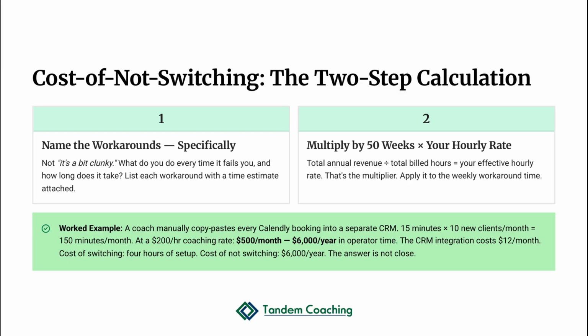Example. A coach using Calendly who manually copy-pastes every new booking confirmation into a separate CRM. 15 minutes per new client, 10 new clients per month, 150 minutes per month. At a $200 hourly coaching rate, $500 per month, $6,000 per year in operator time spent on a workaround. The Calendly integration with their CRM costs $12 per month. Cost of switching, 4 hours of setup. Cost of not switching, $6,000 per year. The answer is not close.